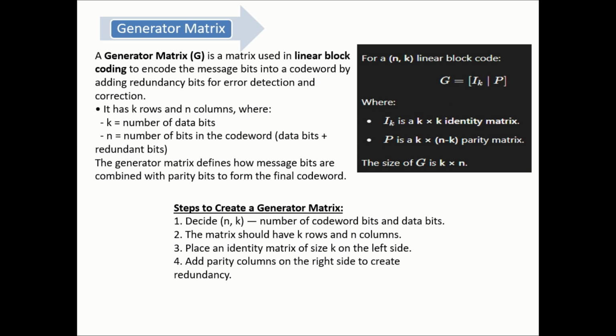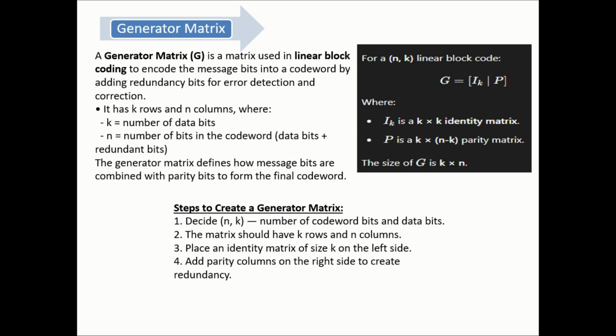We can see the data bits, or the message bits, have length k. That means k is equal to the message bits, k is equal to the data bits, and it also defines the rows in a generator matrix. So now let's clear these things step by step: how we can create our generator matrix.